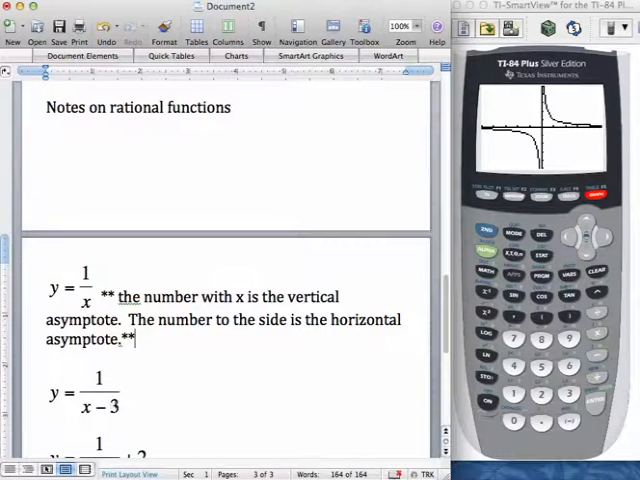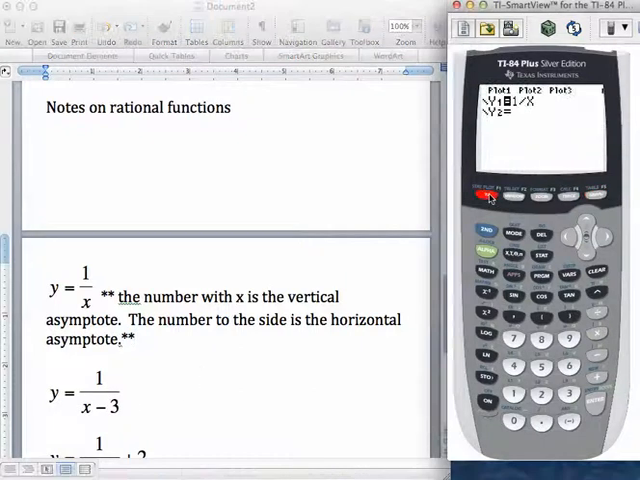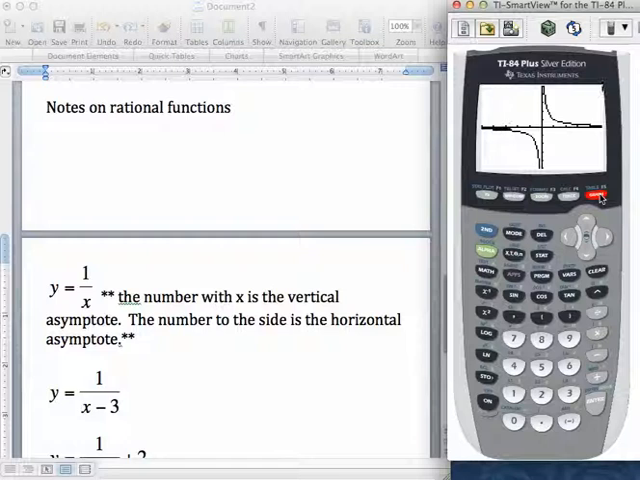I'm going to put a number with x here. So x minus 3. I'm going to redo this, and I'm going to put 1 over, make sure you put in parentheses, x minus 3. Okay? And I graph it. So you're going to see that it's the same thing. The horizontal asymptote is still 0 because there's nothing to the side. But now, yet again, subtracting moves it to the right. I have a vertical asymptote at positive 3. Okay? So the bottom number here is the vertical asymptote.